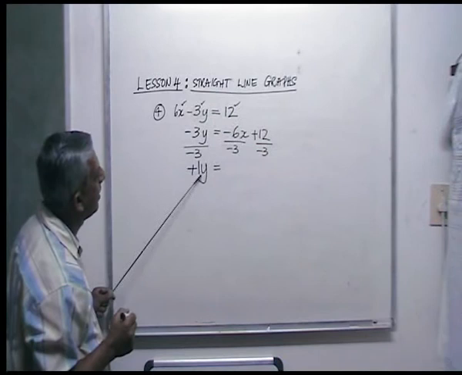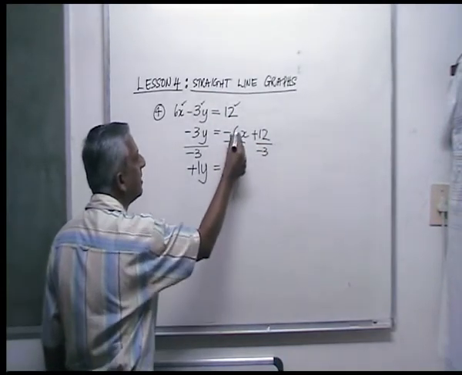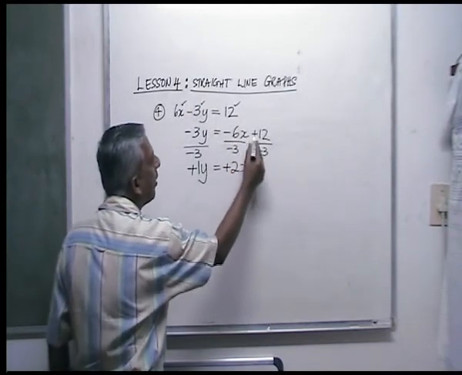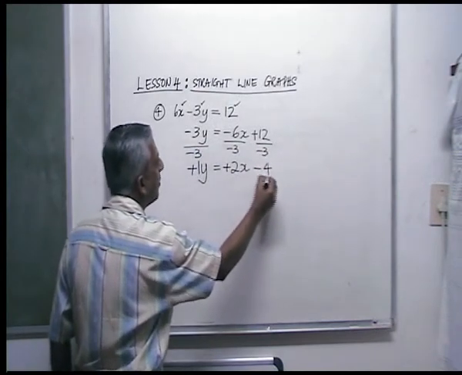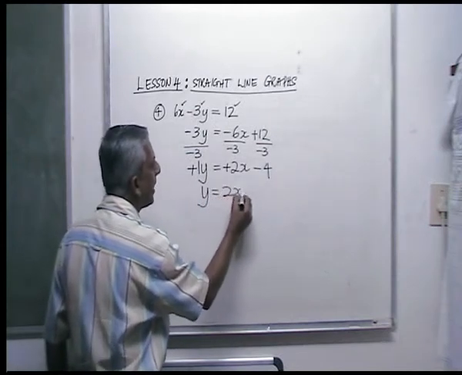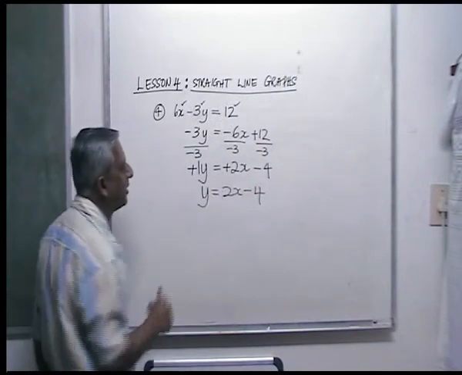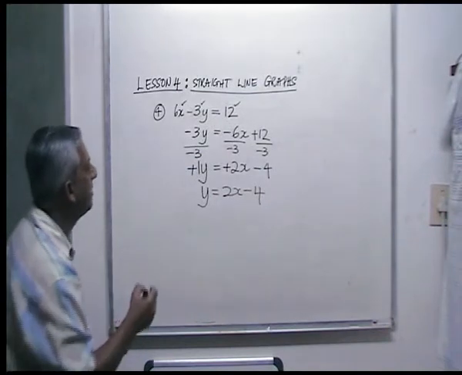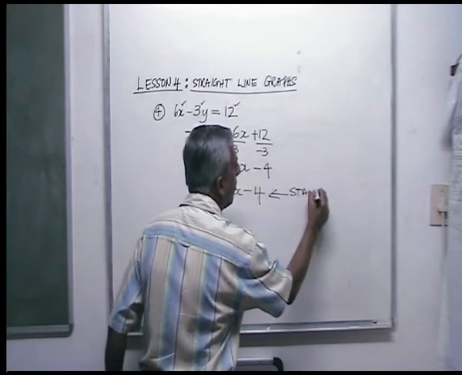3 divided by 3 is 1. Right, you've got 1y is equal to, now, minus divided by minus gives you plus. 6 divided by 3 gives you 2. You've got your 2x. Now plus divided by minus gives you minus. 12 divided by 3 is 4. Now this part I can just write as y. y is equal to 2x minus 4. I don't have to write that plus sign down here, because those two are understood. So now this is in standard form.